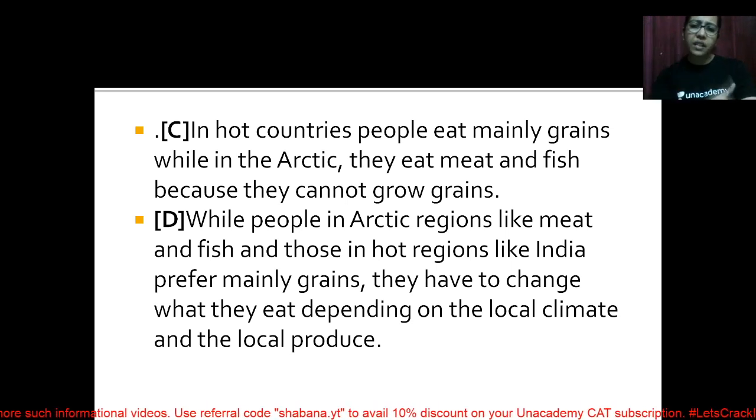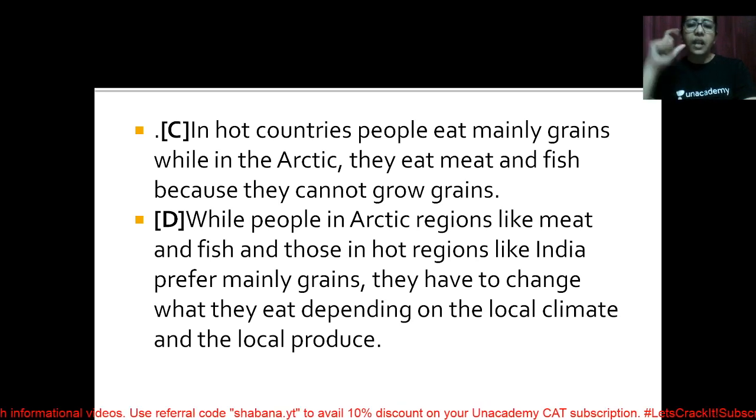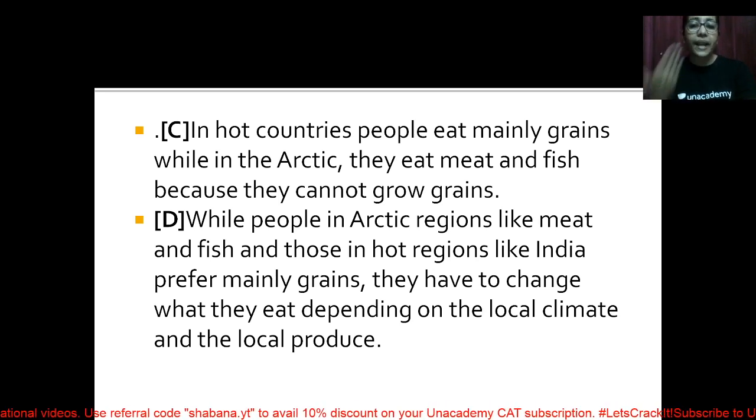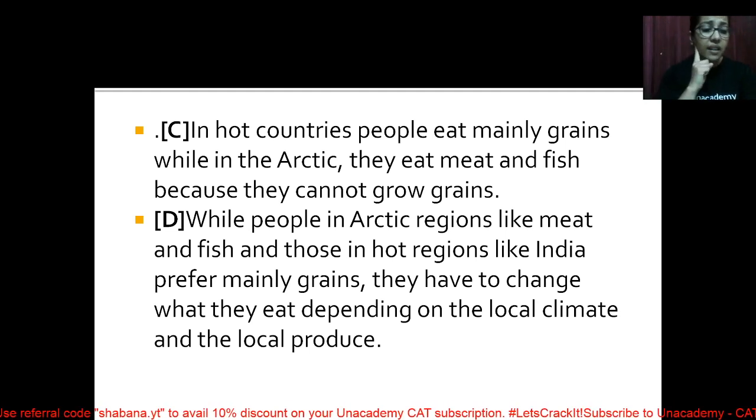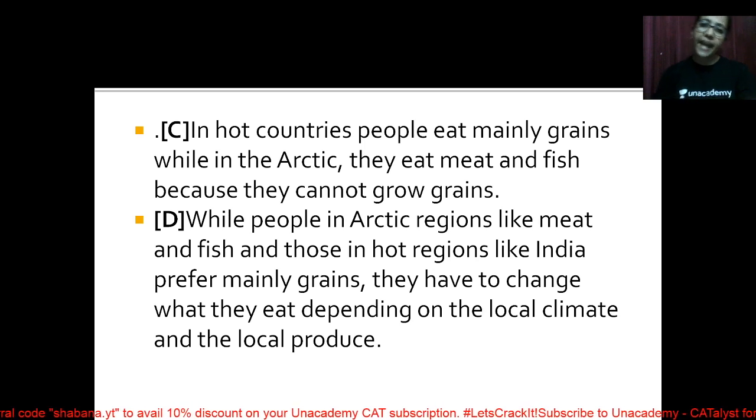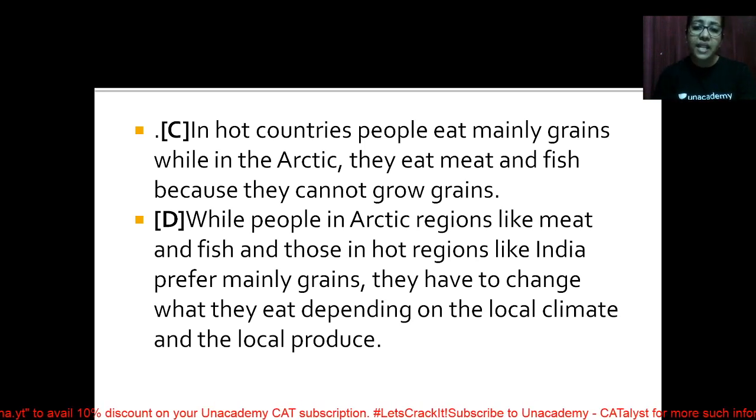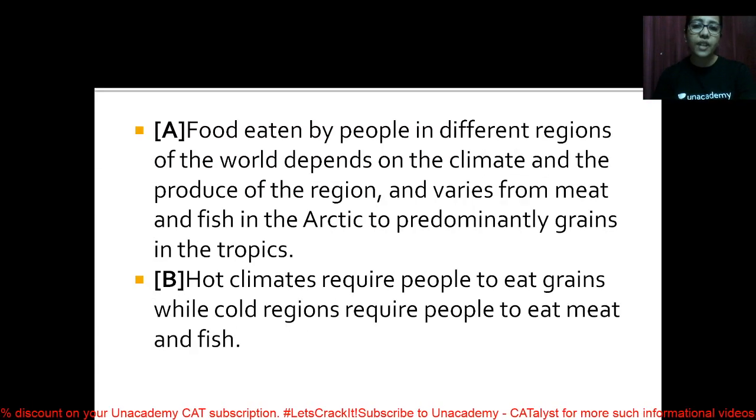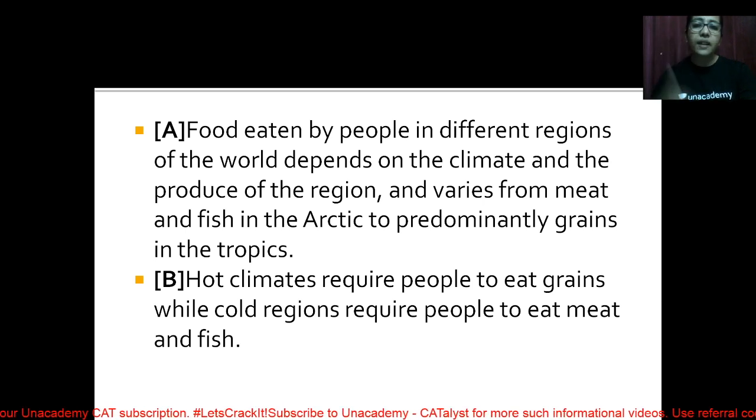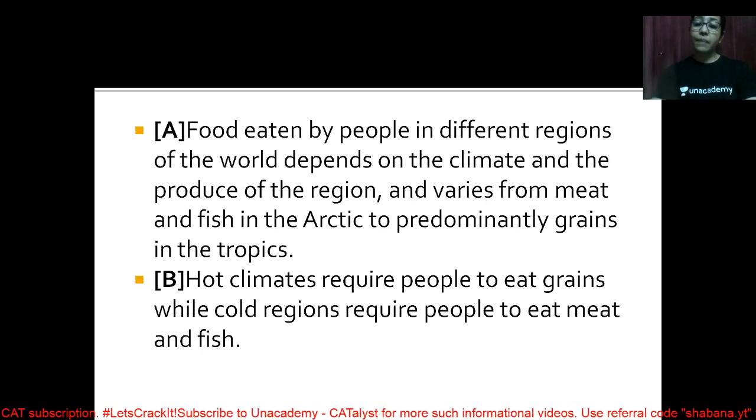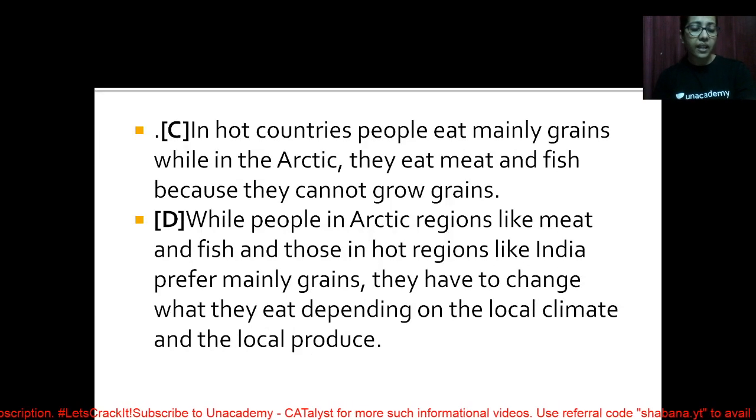While people in Arctic regions like meat and fish, those in hot regions like India prefer mainly grains, they have to change what they eat. Do you see the wordplay here, Hemant? They have to change what they eat depending on the climate and the local produce. Or number A mein words to dekhiye. Their eating habits depend on the climate and the produce of the region. B mein wordplay. Do you get it?